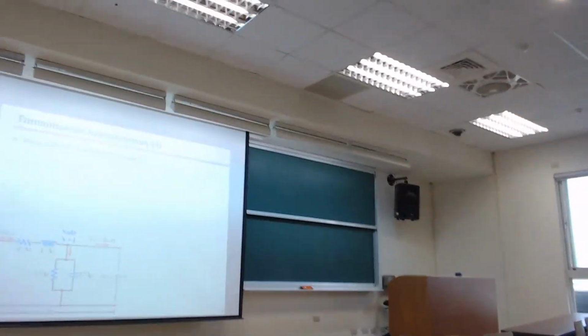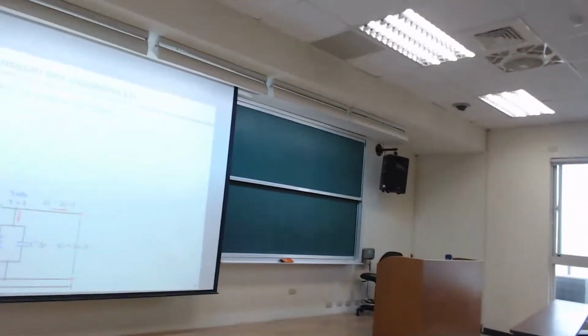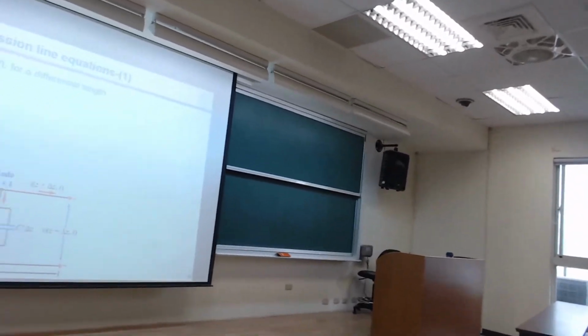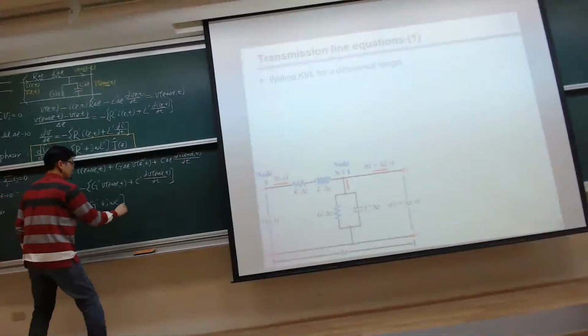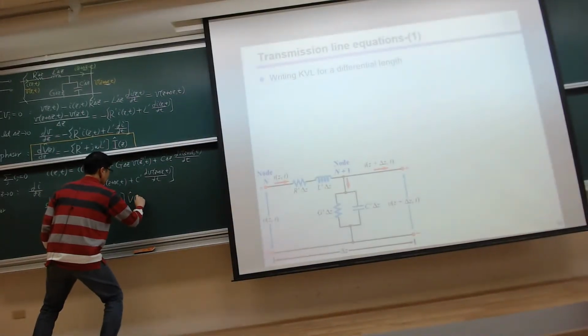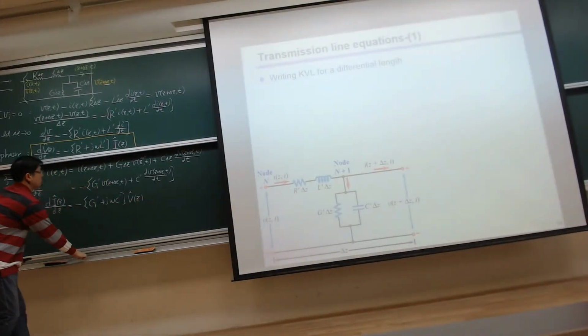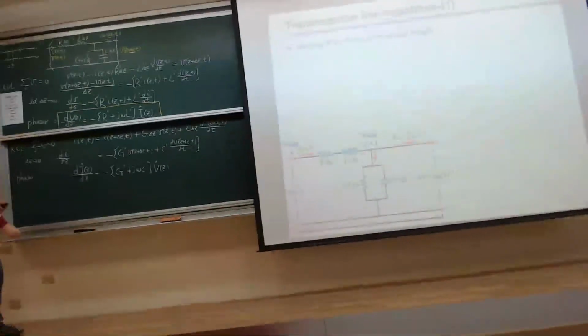Again, I really don't like to work in the time domain. So in the phasor notation, transforming to phasor, this becomes dI phasor as a function of Z only, dZ, is equal to... Simple and elegant, right?